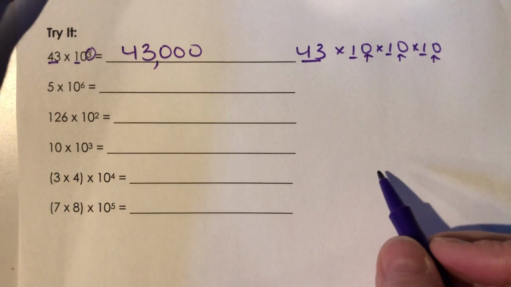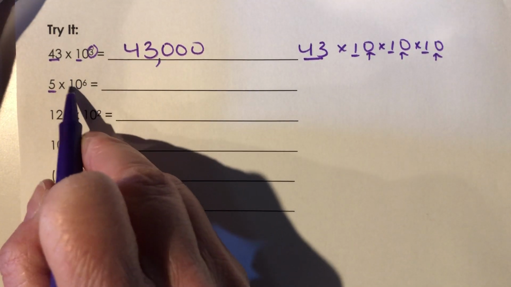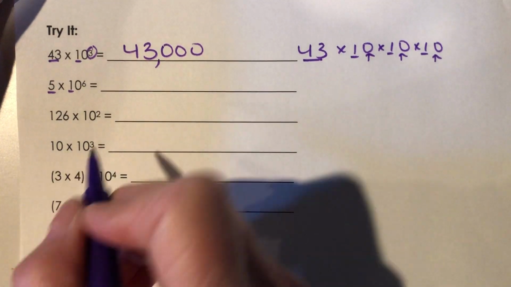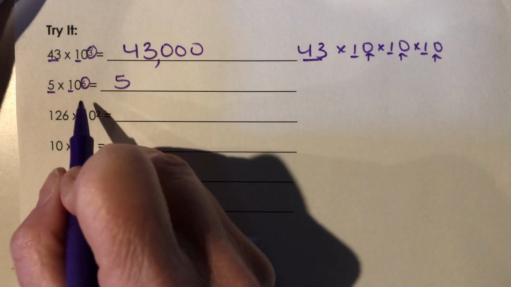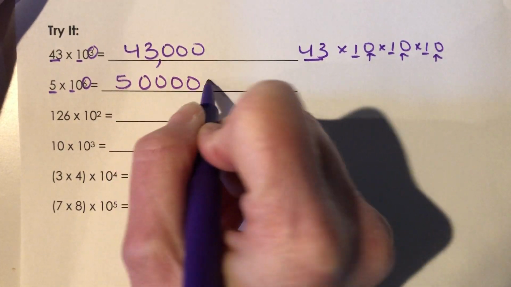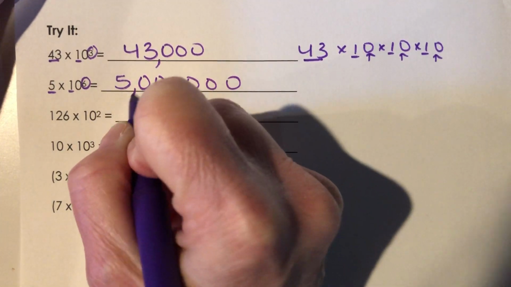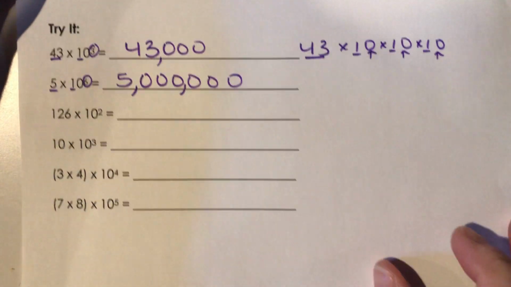5 times 10 to the 6th. I can do 5 times 1 because I would be doing 5 times this 1 6 times, and it's not going to change that 5. It's still a 5. And how many zeros am I going to have in this problem? 6. 1, 2, 3, 4, 5, 6. So let's put those in. So 5 million.